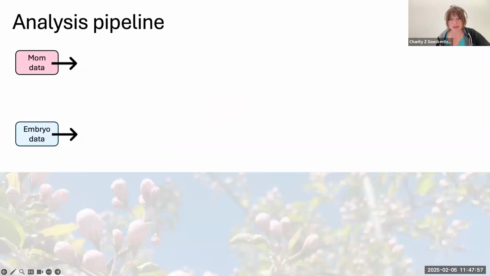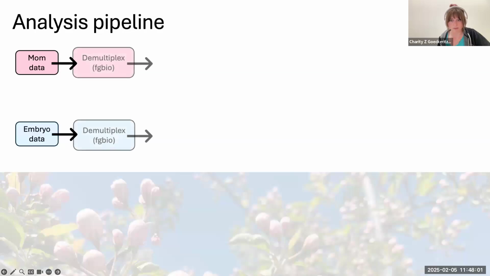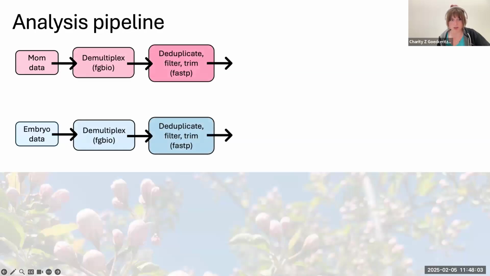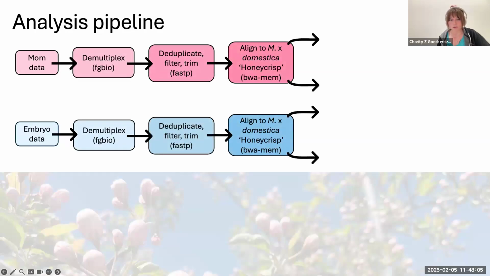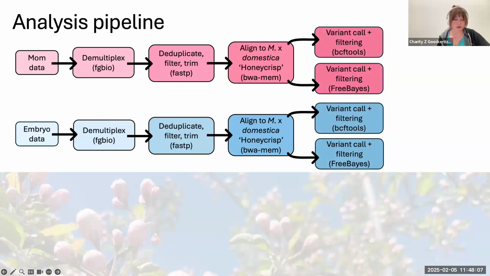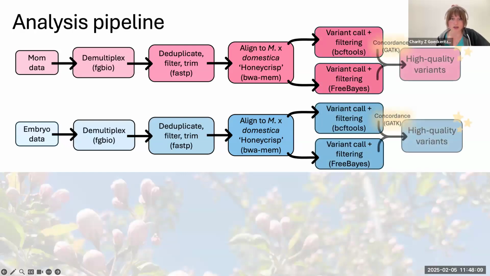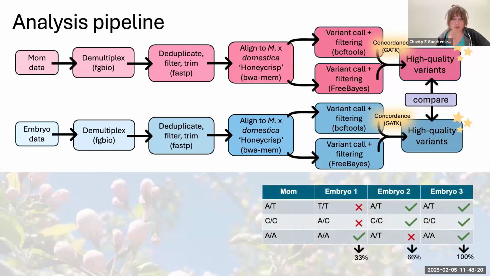Okay, so for the analysis, it's pretty basic. We just process mom and embryo sequence data in parallel. We demultiplex it, pre-process it with FASTP, align it to the Honeycrisp genome for our reference, and then I actually use 2 different variant callers to call variants, and then unite the calls with GATK concordance function. And the reason I do that is because it really just eliminates that error rate in the calls. And so what we're doing really is just looking site by site with mom and embryo and seeing whether the genotypes at that location match or not.